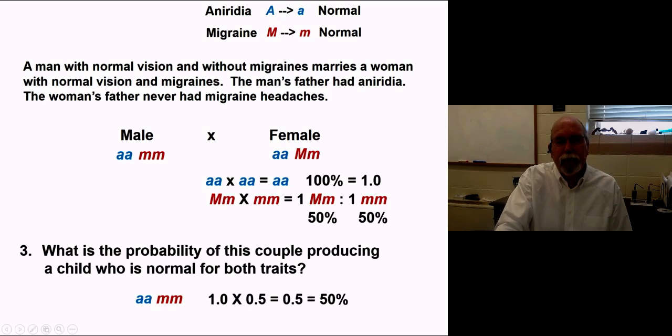About half of their children, male or female, we're not worried about what their genders are, ought to be completely normal. Okay, if you prefer fractions, 1 times 1/2 is obviously 1/2, right? So you want to work in the fractional state, whichever way you want to work.